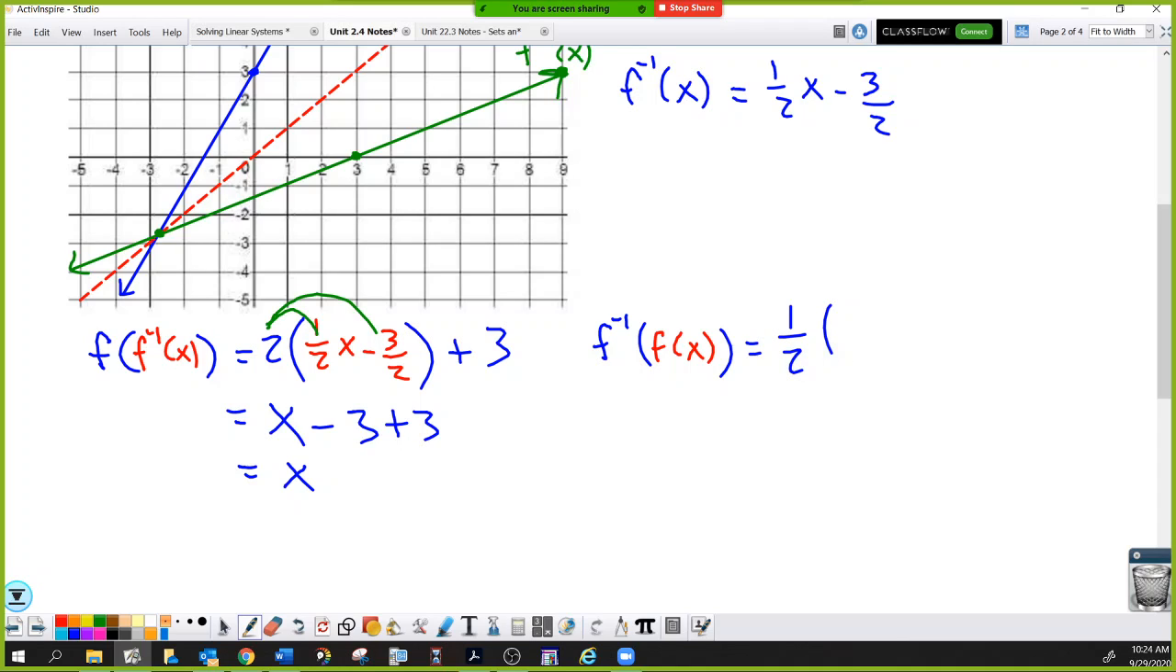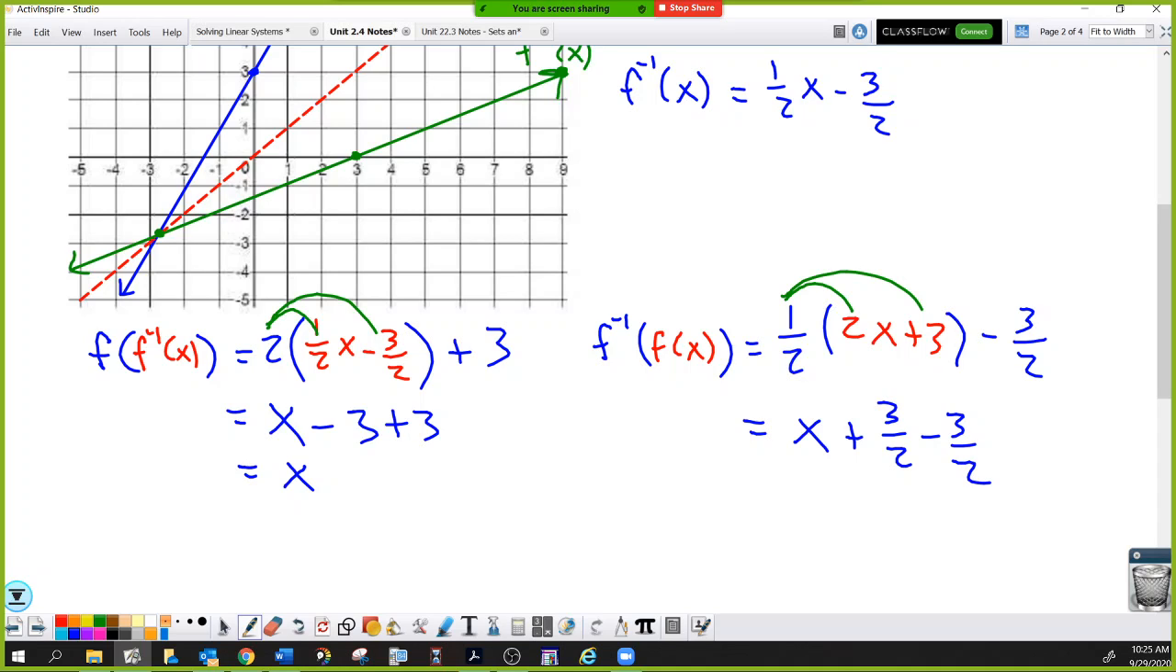So 1/2 of some stuff minus 3/2. And that stuff is f of x, which is 2x plus 3. Distributing that 1/2, it's going to give us half of 2 is 1. There's an x. And half of 3, that's 3 over 2. Oh, look, and then a minus 3 over 2. Yay! 3 over 2 minus 3 over 2 is 0. So yeah, because it just left us an x in both directions, those two things are confirmed inverses of one another. Easy peasy, lemon squeezy.